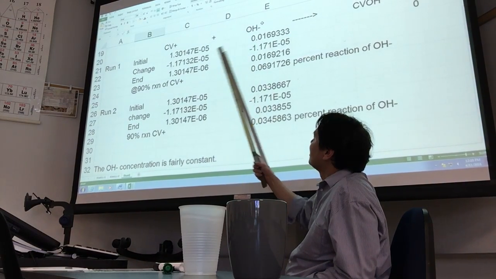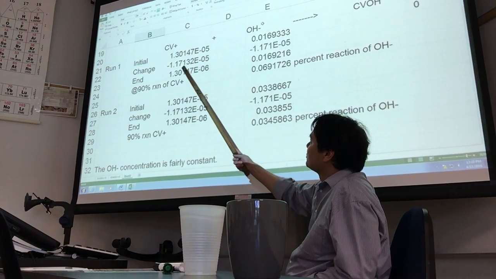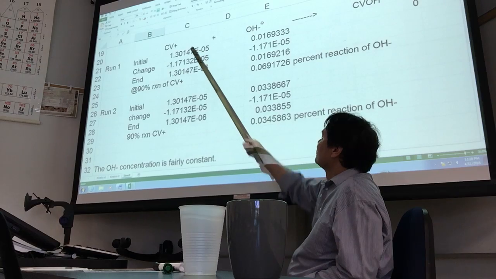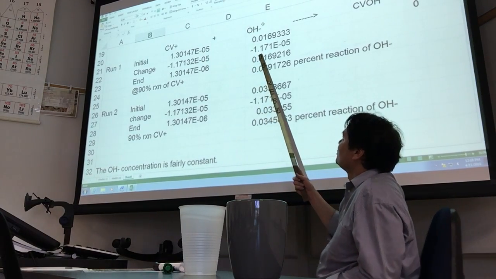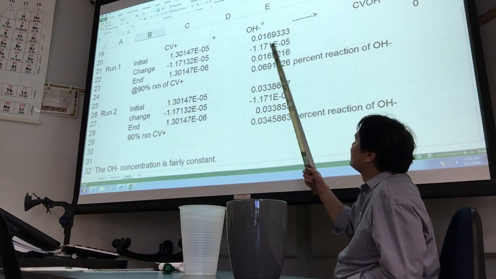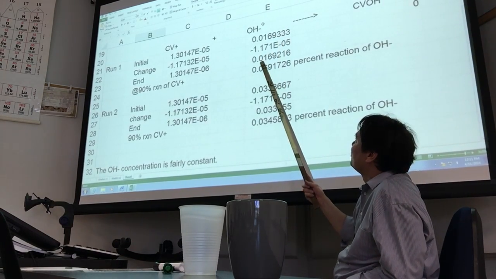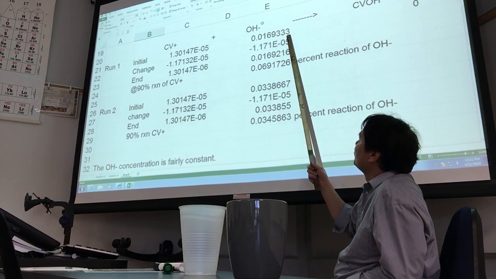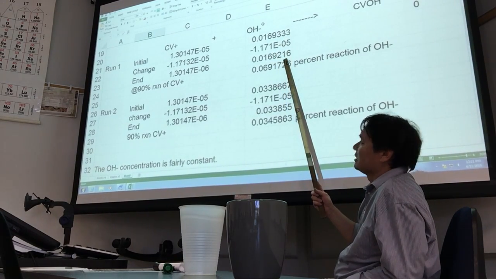So here's our initial hydroxide. It reacts in a 1-to-1 mole ratio. So if I lose 1.17 times 10 minus 5 crystal violet, I'm going to lose the same in hydroxide, 1.17 times 10 minus 5. Well, if I lose that much from this initial, I'm going to end up with 0.0169216. So I go from 169,333 to 169,216.